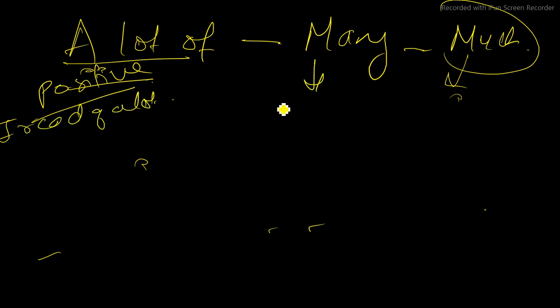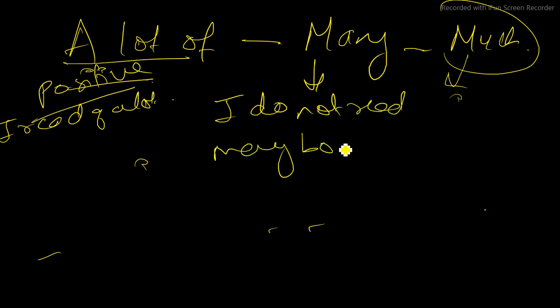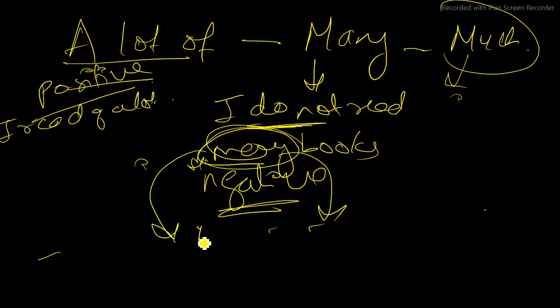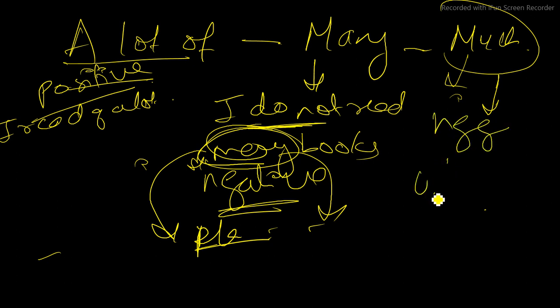But many will be used in a negative sense. I do not read many books. Getting it? So this do not is coming in a negative form, right? In this negative connotation, many is going to be used. Though this is plural, it is used in a negative place, indicating a negative connotation. Much is negative too, it also shows a negative, but for uncountable nouns.